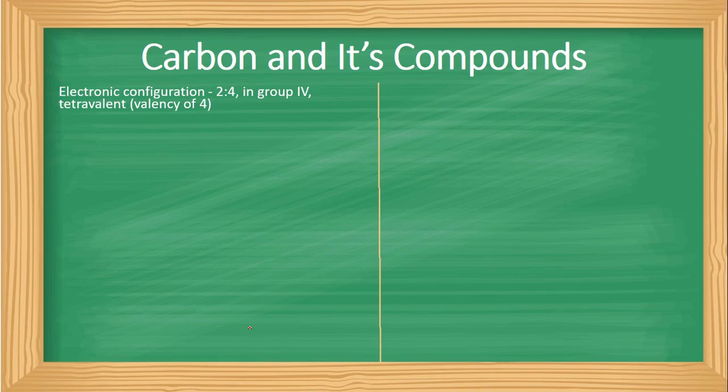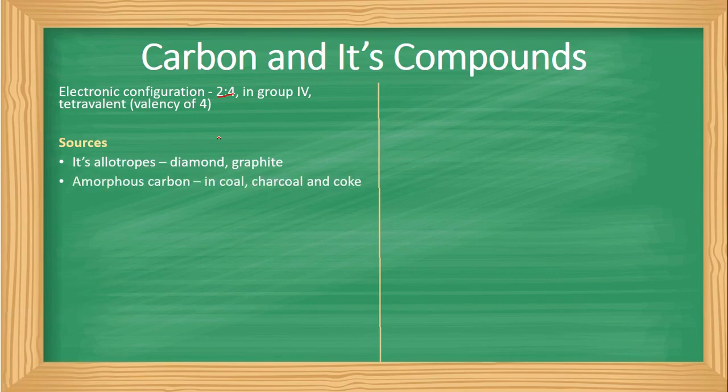So carbon is an element in group 4 of the periodic table. It has 6 electrons, so its electronic configuration is 2,4. So it is tetravalent, with a valency of 4. In terms of sources, it can be gotten from its allotropes, the common ones being diamond and graphite. It can also be gotten from amorphous forms such as coal, charcoal and coke. It can also be found in carbon 4 oxide that comes from the atmosphere. As you know, in air, carbon 4 oxide is 0.03%.